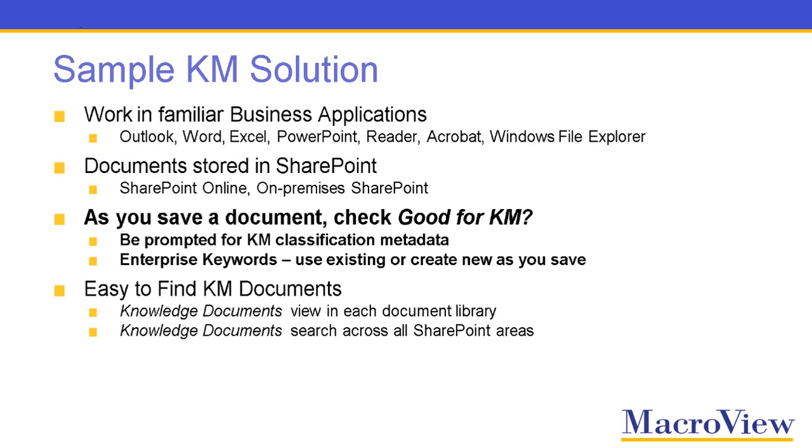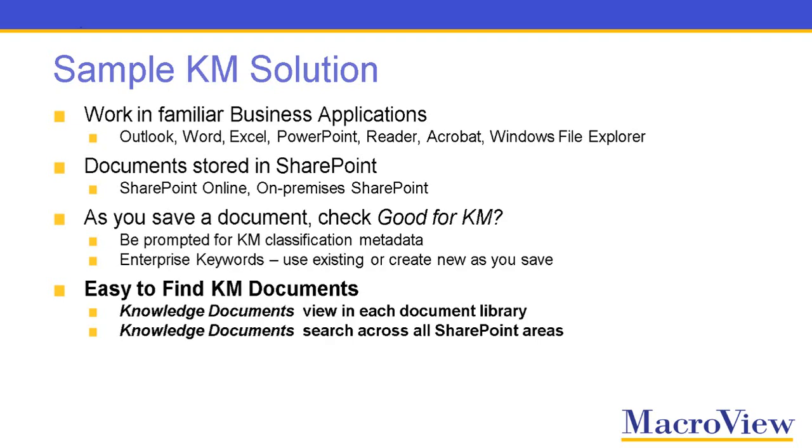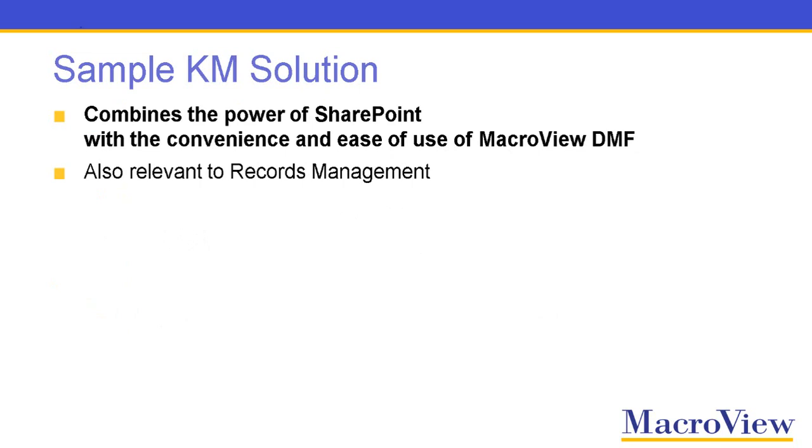As you save a document, if you check a Good for KM box, you'll be prompted for additional KM classification metadata. This includes enterprise keywords, which you can either reuse existing keywords or add your own on the fly. The solution makes knowledge documents easy to find. You can use a knowledge documents view in a document library or search for knowledge documents across all your SharePoint areas. This solution combines the power of SharePoint with the convenience and ease of use of MacroView DMF.